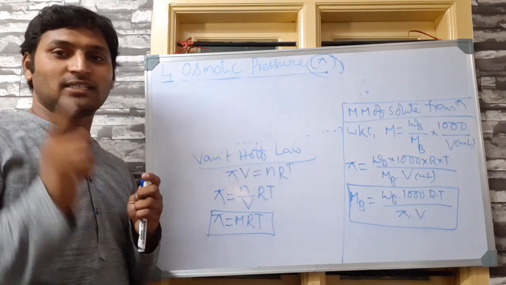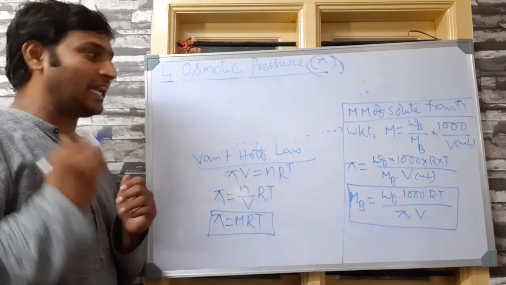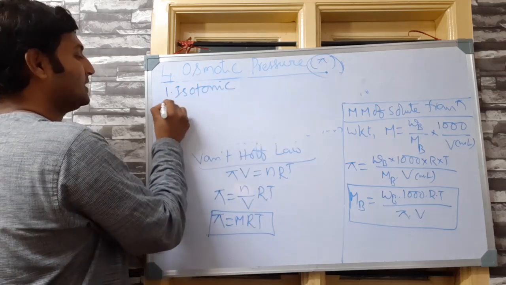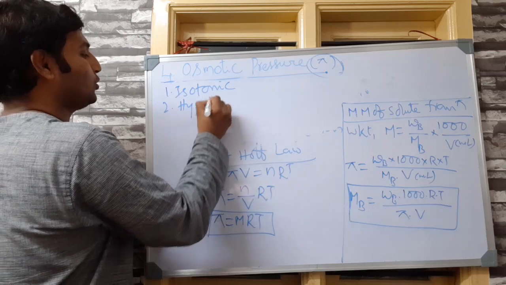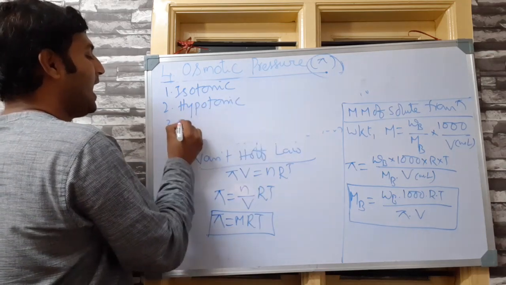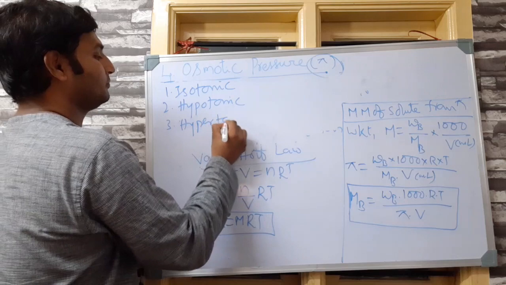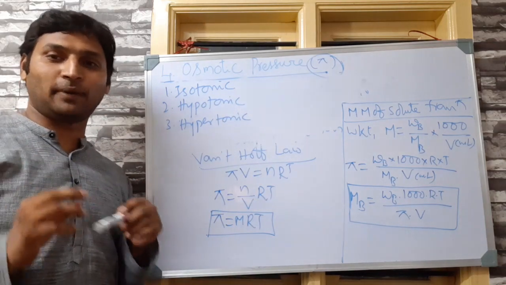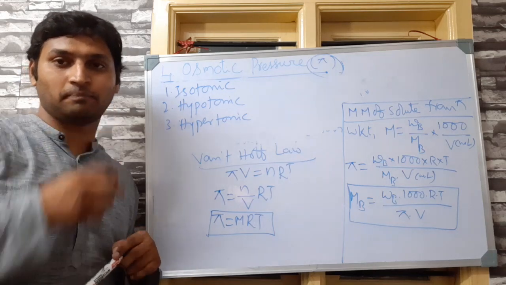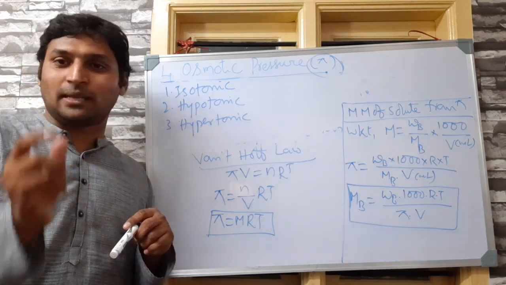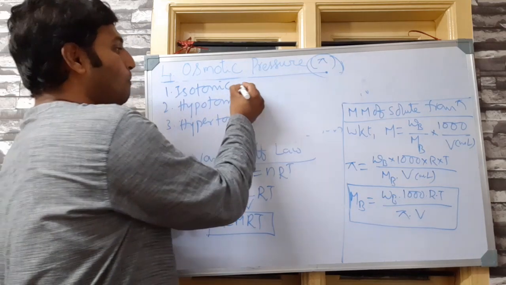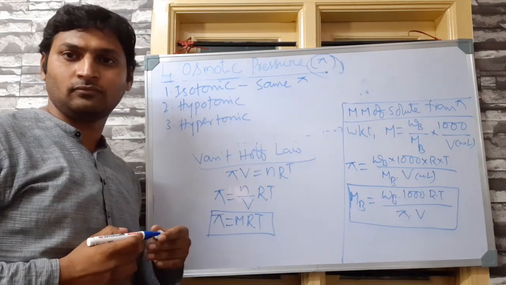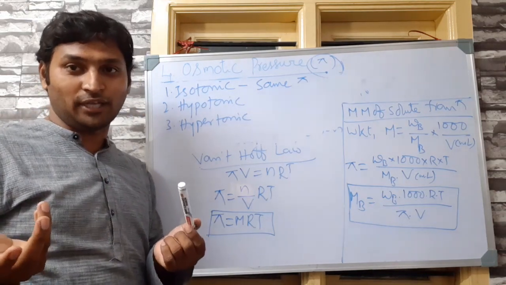A pair of solutions separated by a semi-permeable membrane can be classified into 3 types: isotonic solutions, hypotonic solutions, and hypertonic solutions. Let me explain. If a pair of solutions separated by a semi-permeable membrane both have the same value of osmotic pressure, in that case there will be no osmosis happening, by the way.